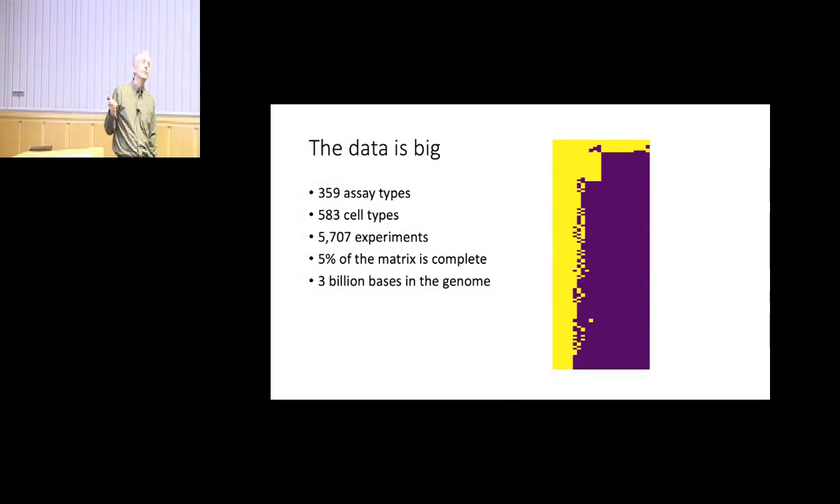So this slide is actually old. This is from the original data set that we performed our initial analyses on. So when I say it's big, it's true, it's big, but it's bigger now. There's actually more than 10,000 experiments in Encode currently. But this is a picture of a chunk of the data where you can see in yellow the experiments that have been performed, and purple the ones that have not yet been performed. And about 5% of the full matrix is complete.